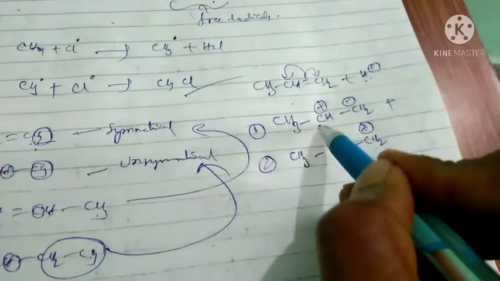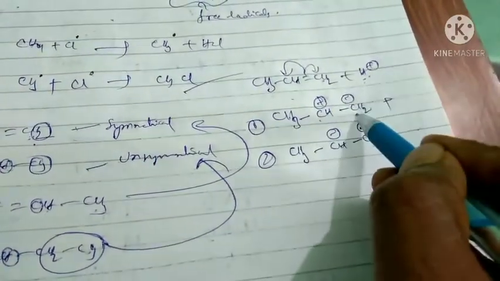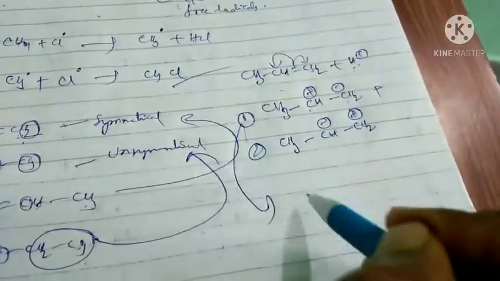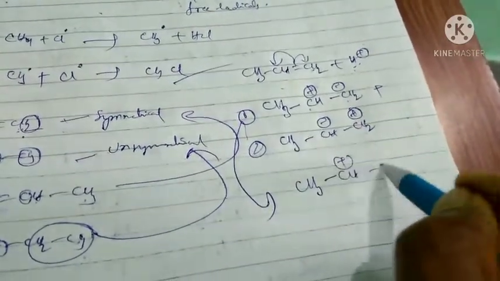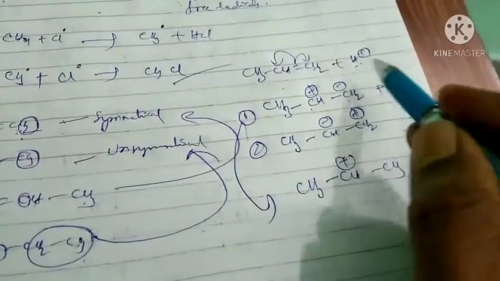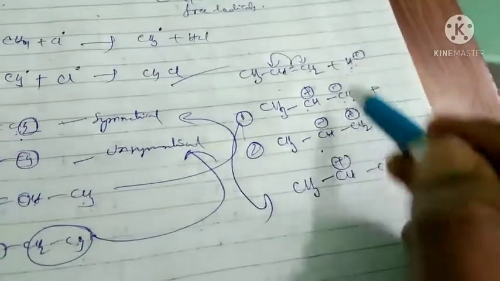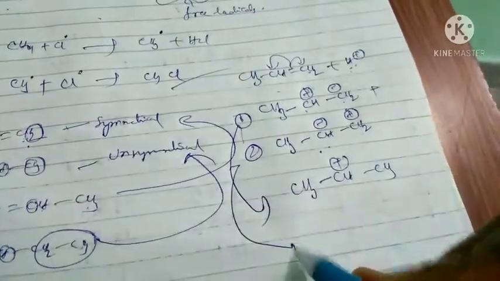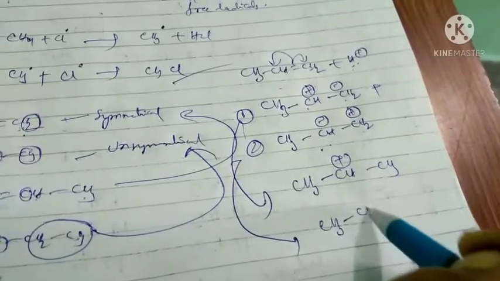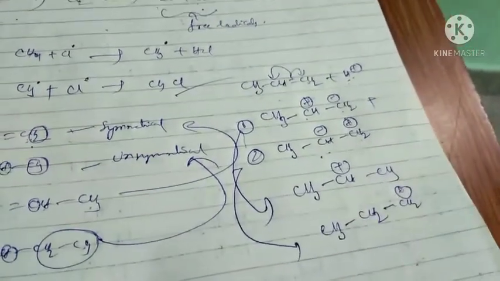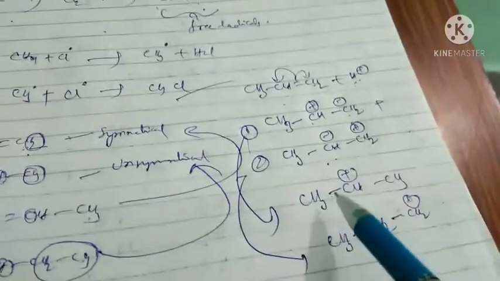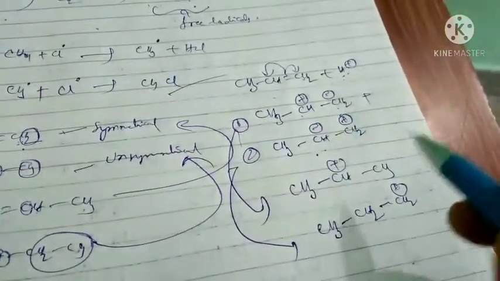Suppose if you take this possibility, then H plus comes and attacks here. Then from this we get CH3, CH plus, CH3. If you take this other possibility, then H plus comes and attacks here. Then from this we get CH3, CH2, CH2 plus. I hope you understand. I have written the possibilities based on the electromagnetic effect.